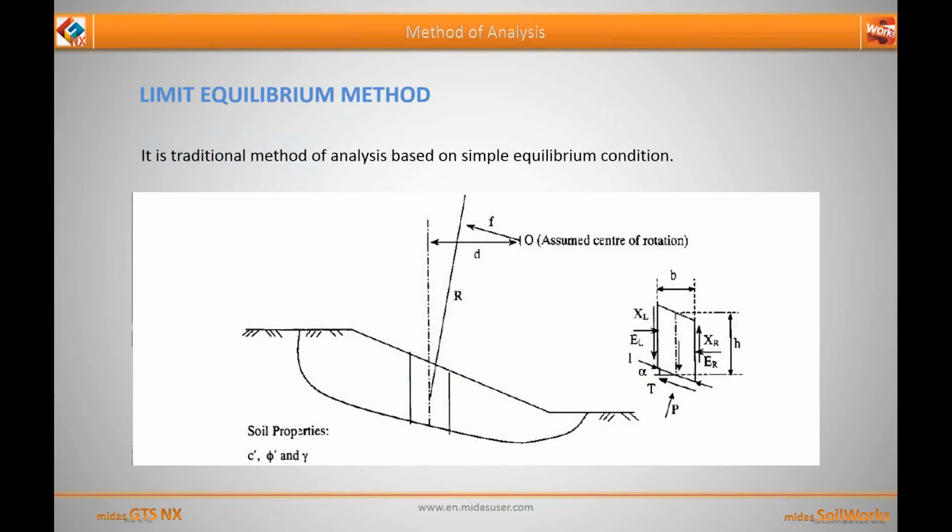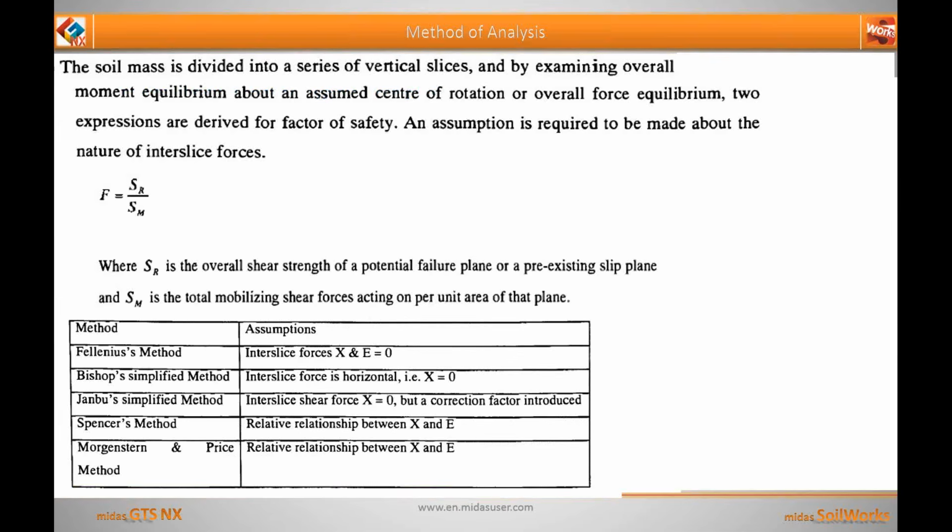The limit equilibrium method is a traditional method of analysis based on simple equilibrium conditions. Basically, we divide the failure surface into a number of slices, and the equilibrium of that particular slice is considered about an assumed center of rotation, and then the factor of safety is calculated as F equals SR upon SM, where SR is the overall shear strength of the potential failure plane or a pre-existing slip plane, and SM is the total mobilizing shear force acting per unit area of that plane.